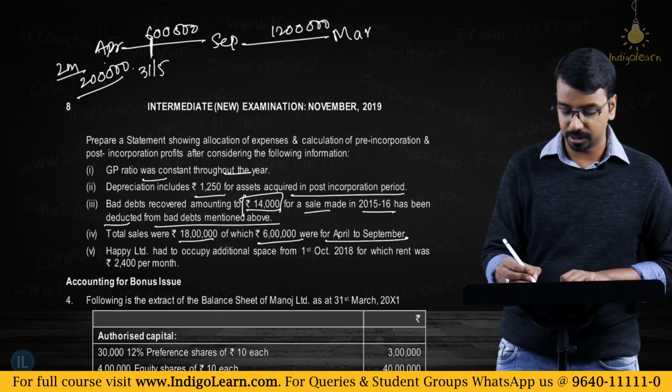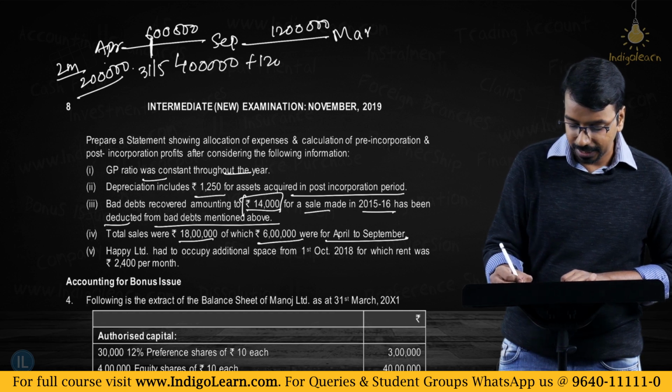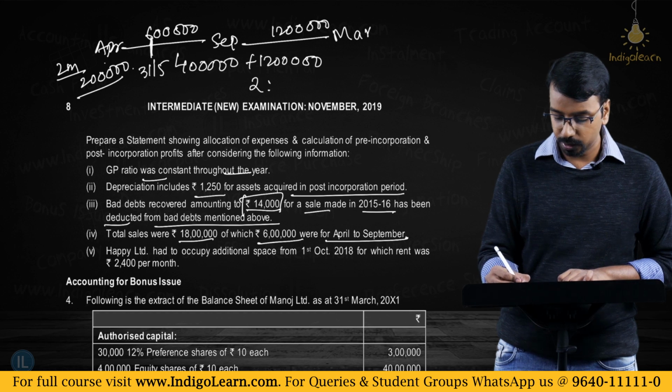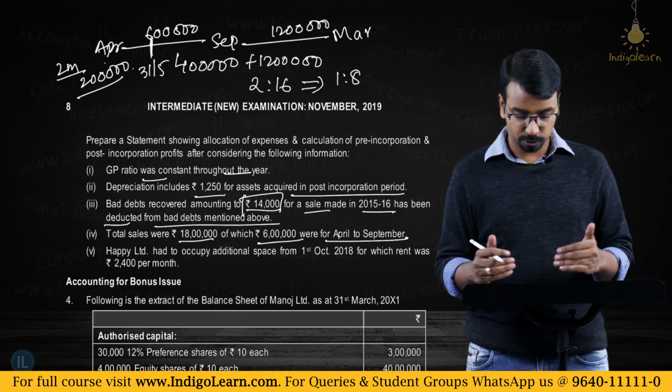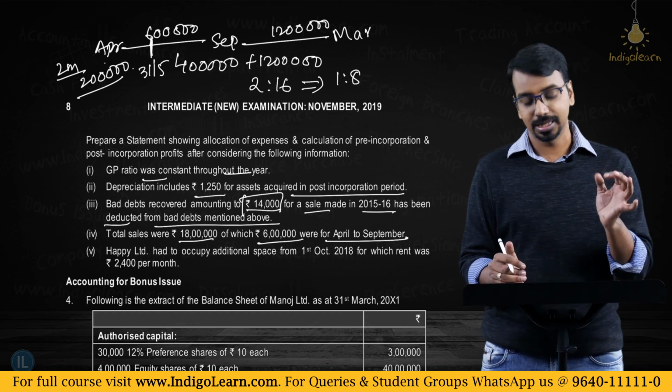This is the pre-incorporation sale. 4 lakhs here plus 12 lakhs here. This is the post-incorporation sale. So what is the ratio? 2:16, which is nothing but 1:8. Now in this ratio you can compute and distribute those items which are based on sales.